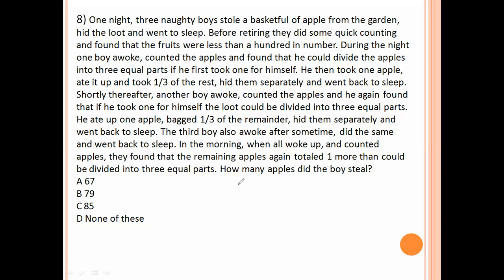He then took the apple, ate it up and took 1/3 of the rest. 1/3 of the rest means here already 2/3 into 1 taken for him, that is n minus 1. Second person also did the same thing: 2/3 into n minus 1 minus 1. Third person also did the same thing: 2/3 into n minus 1 minus 1. So 3 3 is 9, 9 3 is 27, into n minus 3.